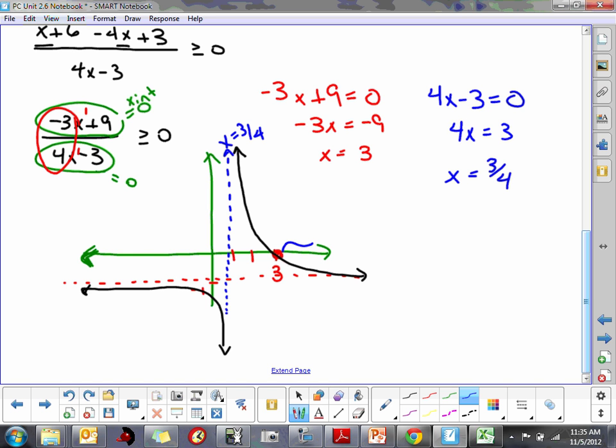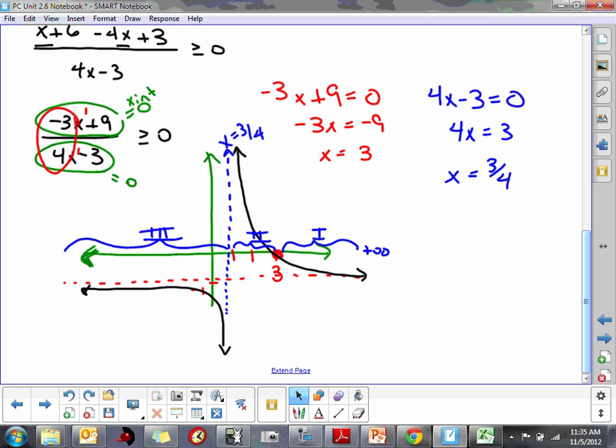If we go anywhere from 3 to positive infinity, this could be considered one of the intervals to consider the signs. The next interval is going to be between your vertical asymptote and your 0, so this is interval 2. And the last interval is out here from negative infinity up to your vertical asymptote, so this is our third interval. And we can do interval line tests if we need to verify what's going on.